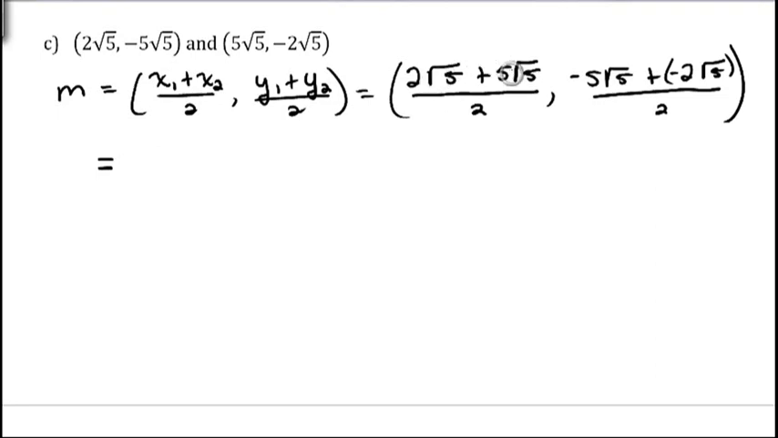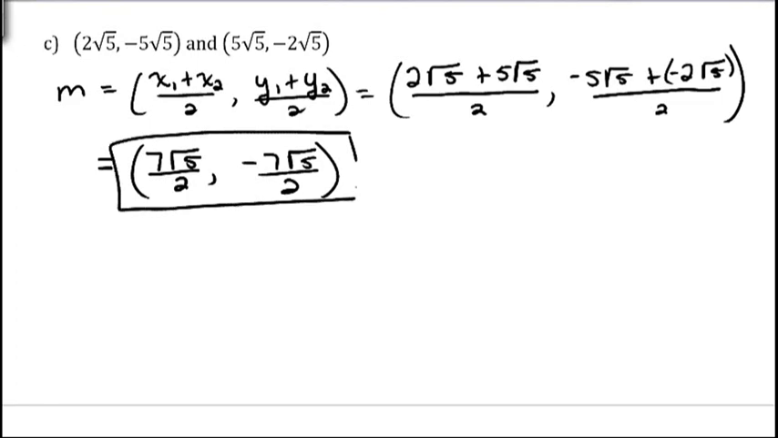And when you're adding and subtracting, we haven't done this yet, but when you add and subtract roots, as long as the roots are exactly the same, you treat them like variables. If they're exactly the same, you can add them. So 2 square root of 5 plus 5 square root of 5 is 7 square root of 5, and then divided by 2. And just leave it right in this form. You can't simplify it any further. And here we have negative 5 square root of 5 plus negative 2 square root of 5 over 2, so that's going to be negative 7 square root of 5 over 2. So this is the point halfway between those 2 points.